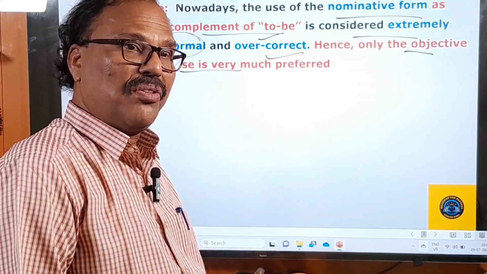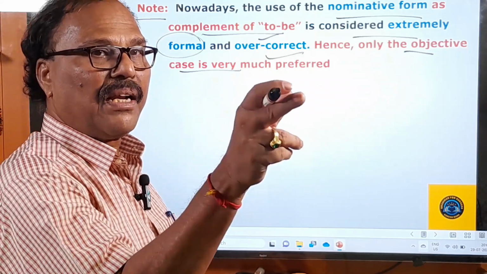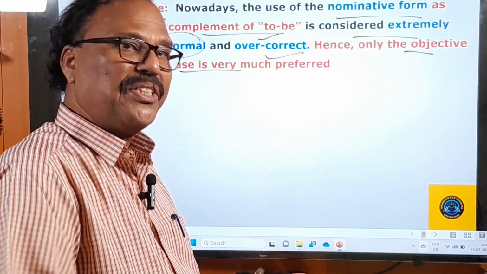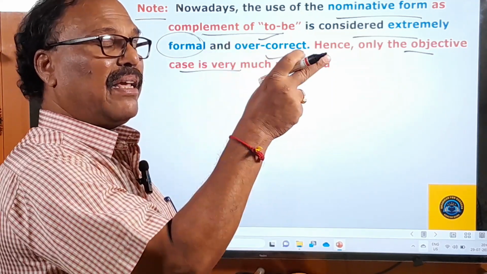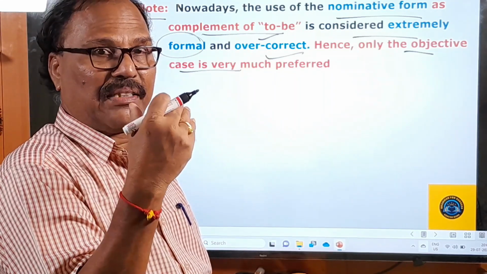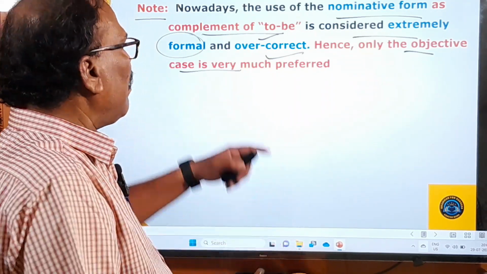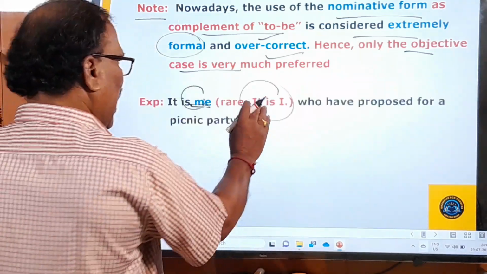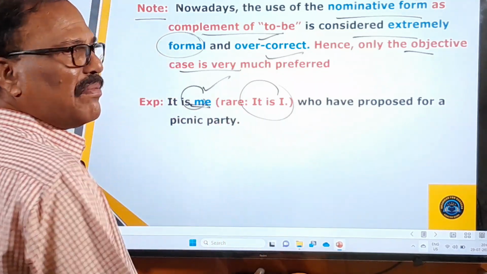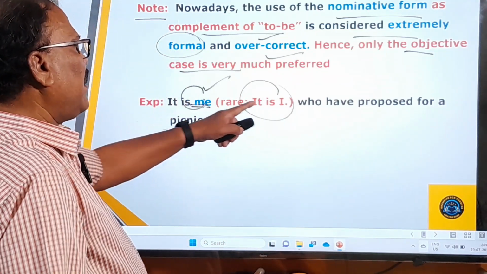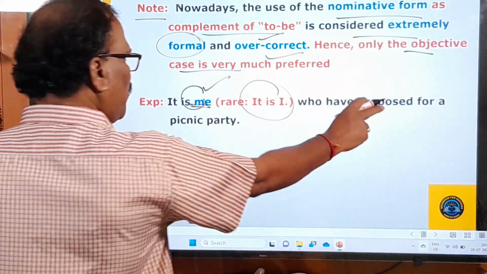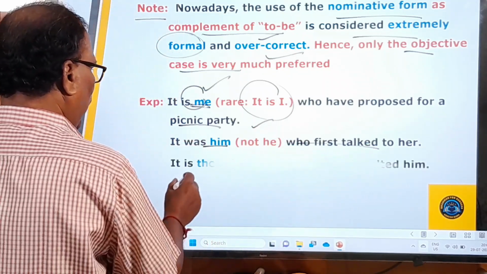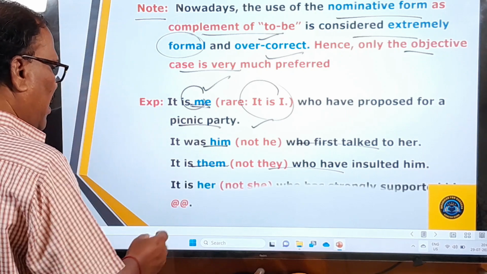But in modern English, people are saying it is me, it is her, it is him, it is them. This has become very common among people. As a matter of fact, you should say it is I, it is he, it is she, it is they. You have to say it like this. That is grammatically correct. But people are changing the rules. 'It is I' is rare, but people are saying 'it is me' nowadays. 'It is me' is common nowadays, and 'it is I' is rare. It was him, not he, who first talked to her. It was them, not they, who have insulted me. It is her, not she.